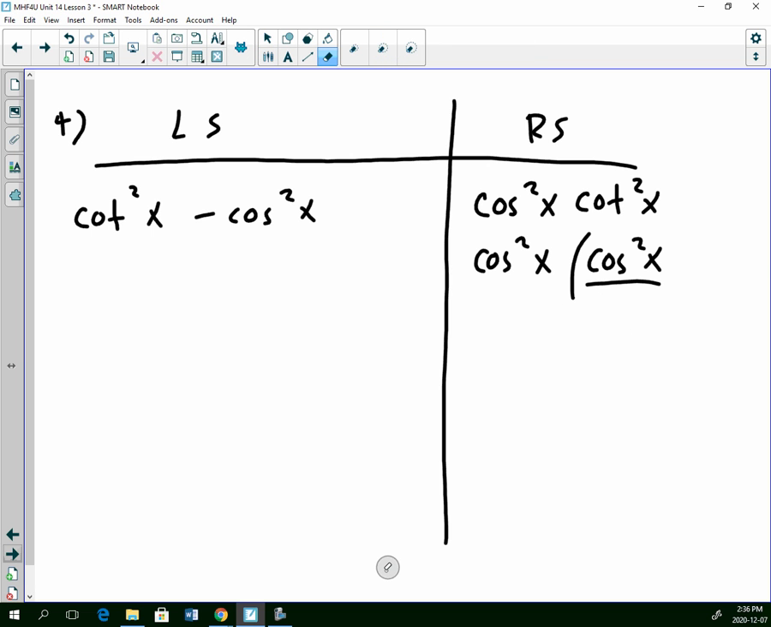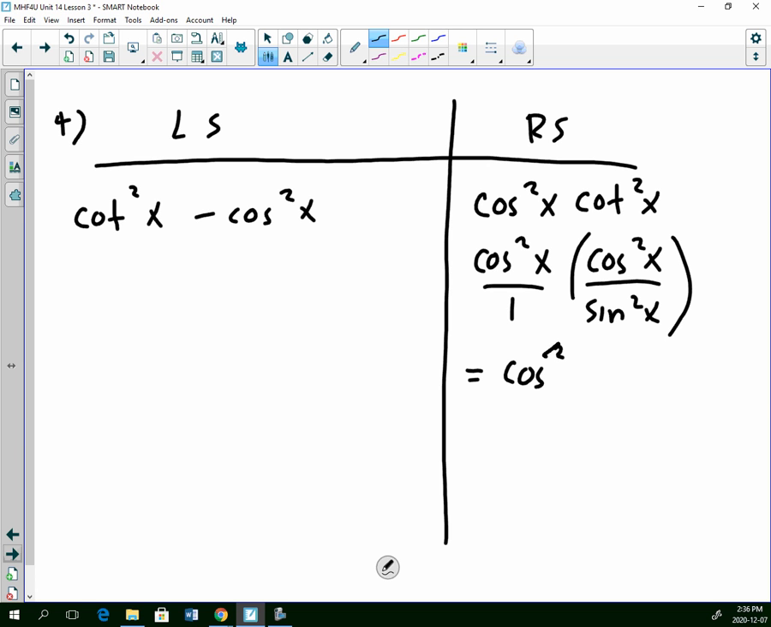To cos squared over sine squared. And then what can I do to simplify? Well, I could just multiply. So cos squared times cos squared is cosine to the power of 4. And then that's all I can do. So I changed the cotangent. I simplified by multiplying those two terms together.